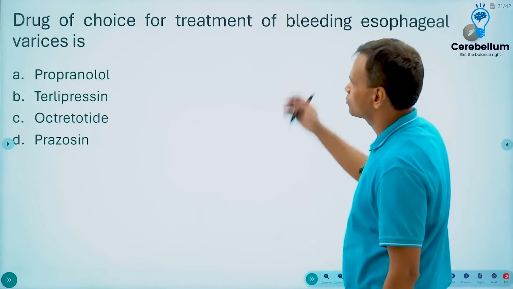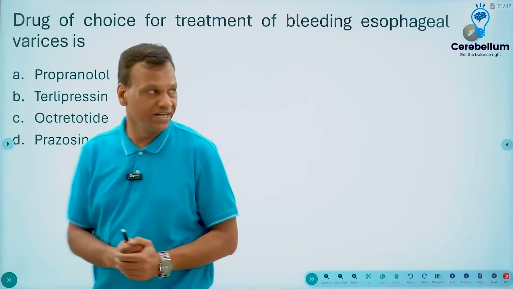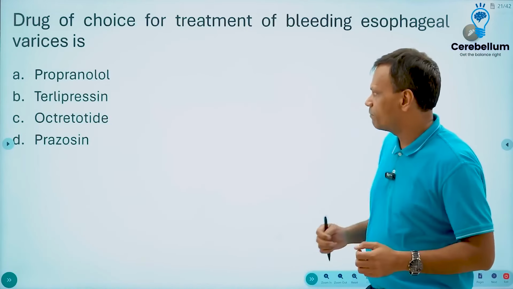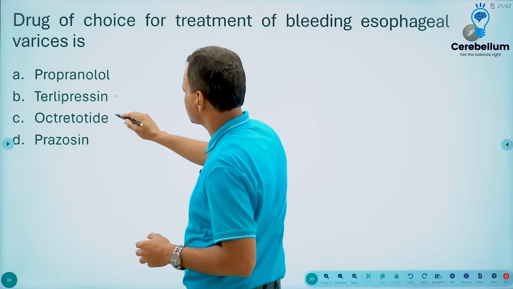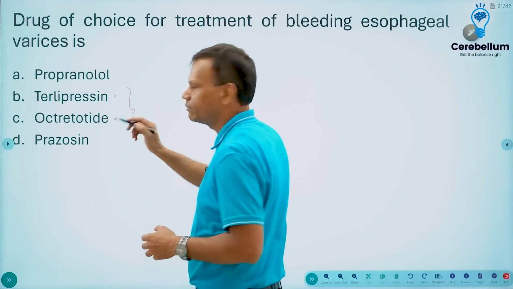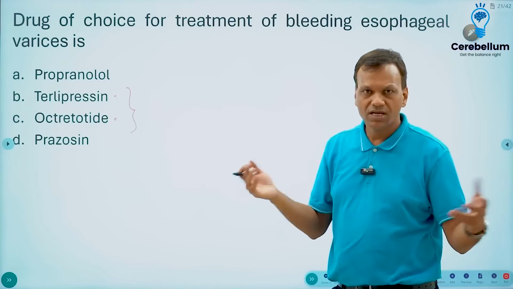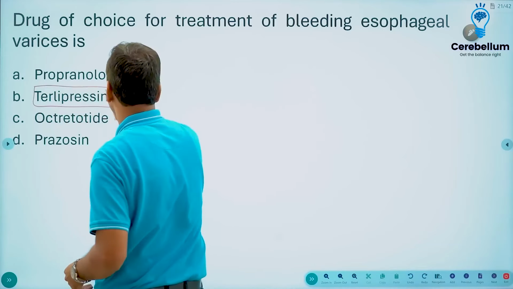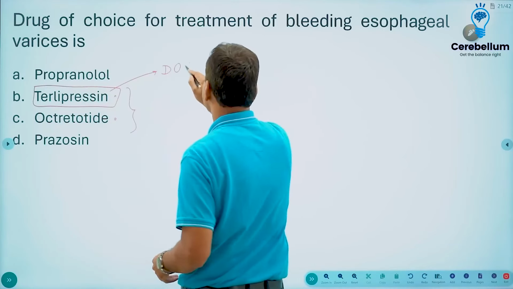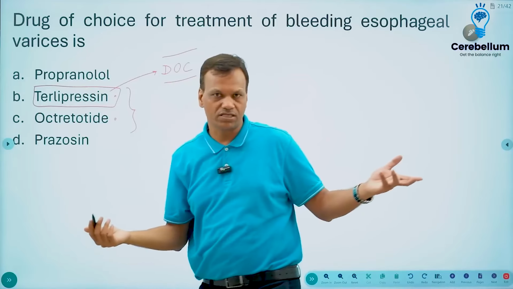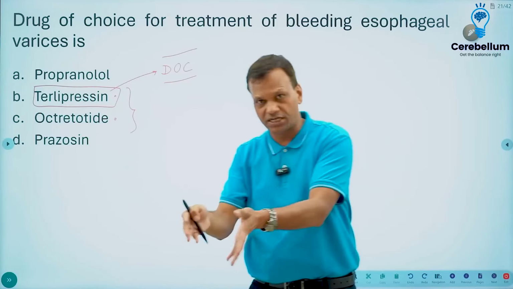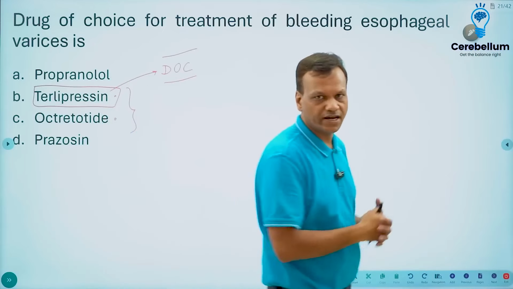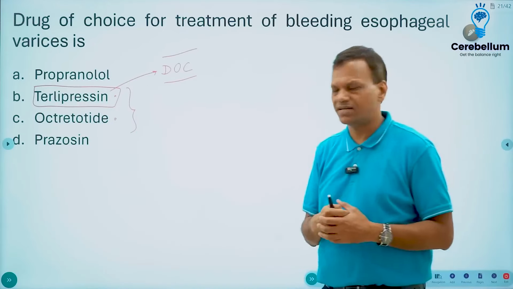Okay. Now moving to next question, drug of choice for treatment of bleeding esophageal varices. So again, the controversy here is some people are saying Terlipressin is drug of choice, some are saying Octreotide is drug of choice. Both can be used, but I will go with the books. In CMDT, it is very clearly written Terlipressin is a drug of choice wherever it is available. So if it is available, it is a drug of choice. So if examiner is giving it in the option, the examiner is assuming that it is available. Okay. So if Terlipressin is in the option, mark Terlipressin as drug of choice.